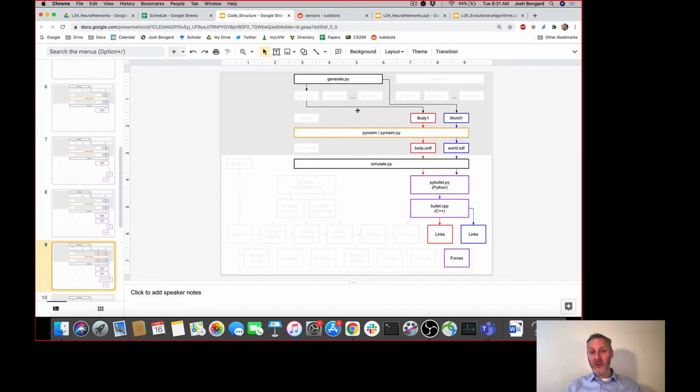Then you started to modify generate.py, so it's now creating the universal robot description format file body.urdf, which also contained links. And then if you just finished up assignment 2, you've been adding joints which connect links together, and they restrict the relative motion and or orientation of links.